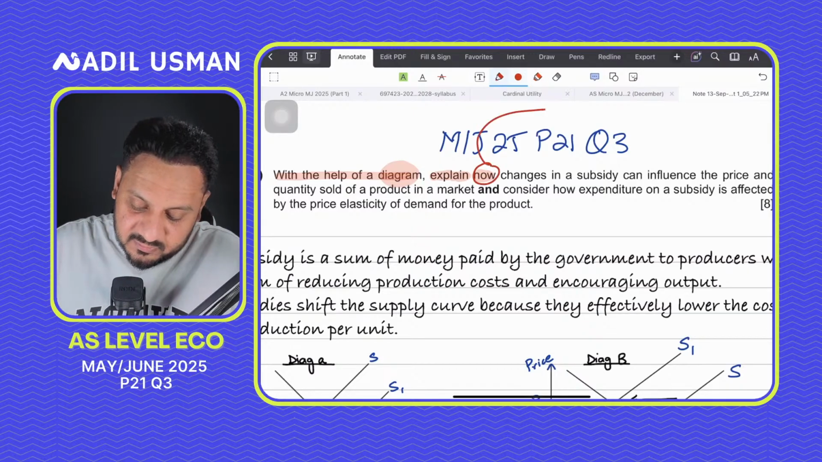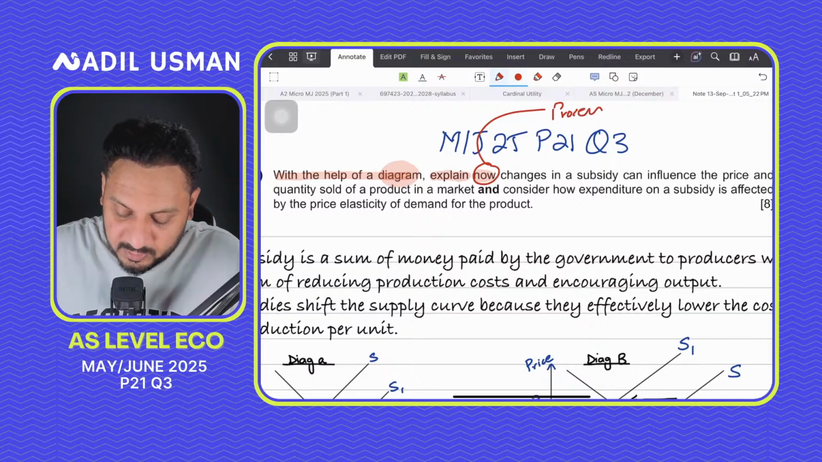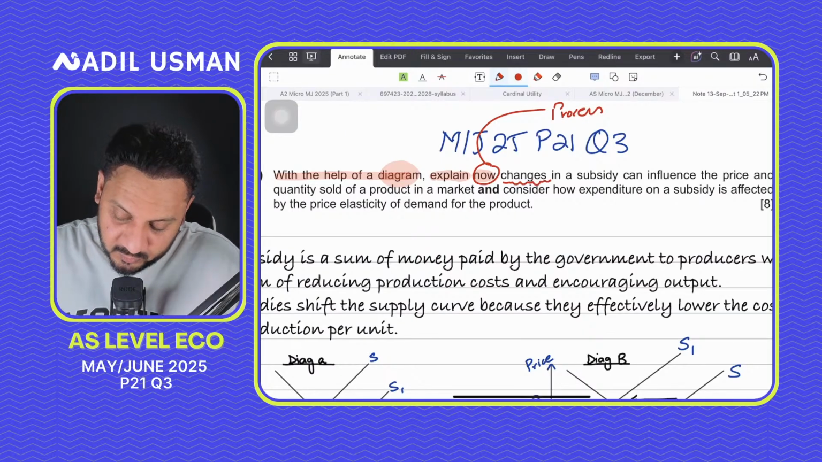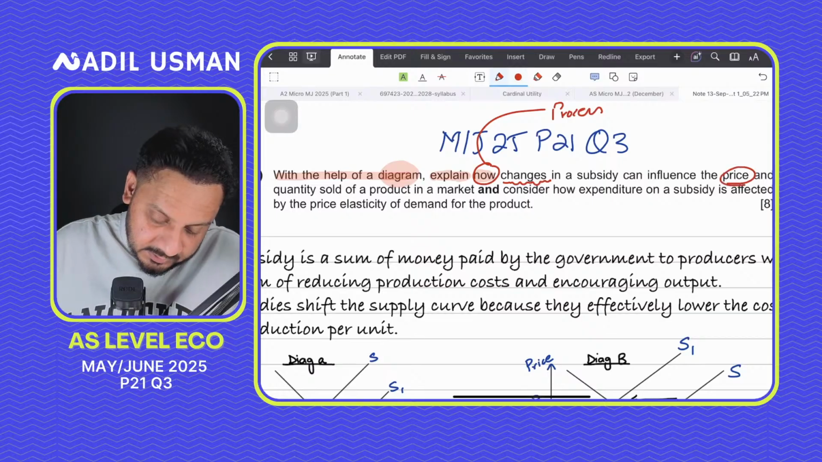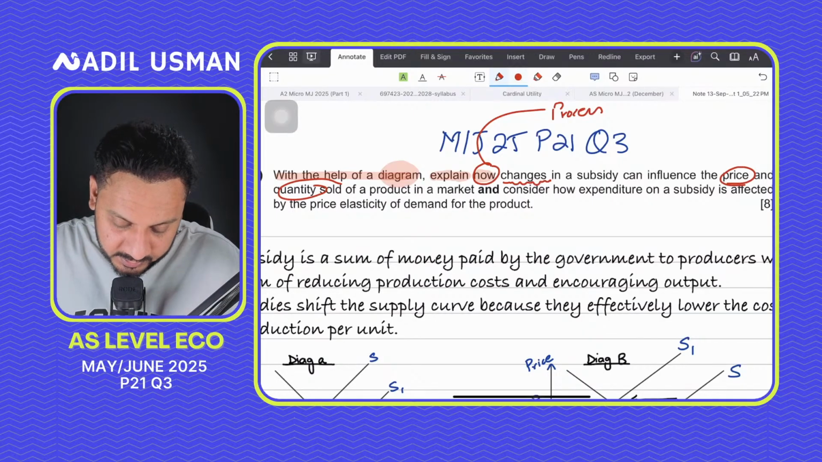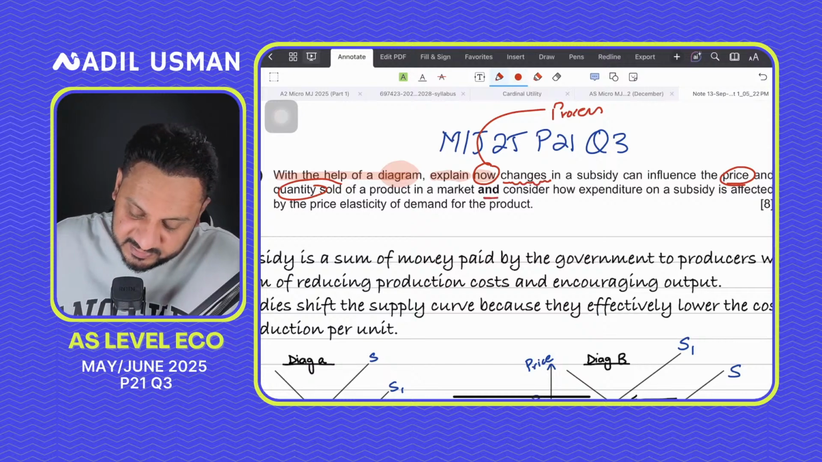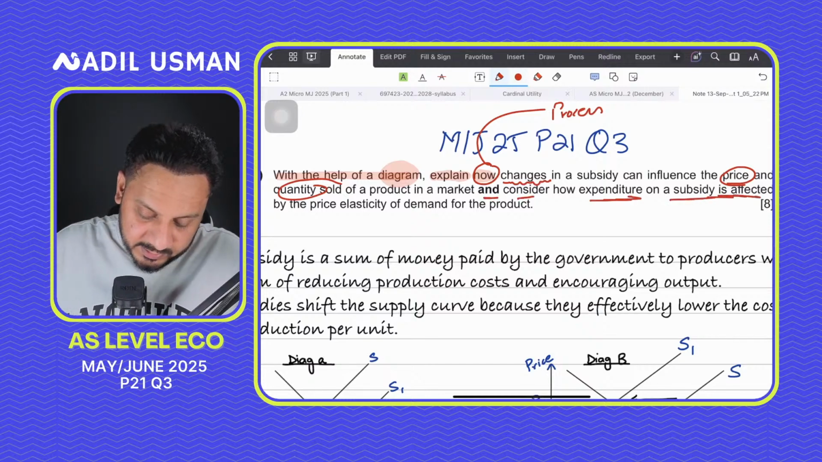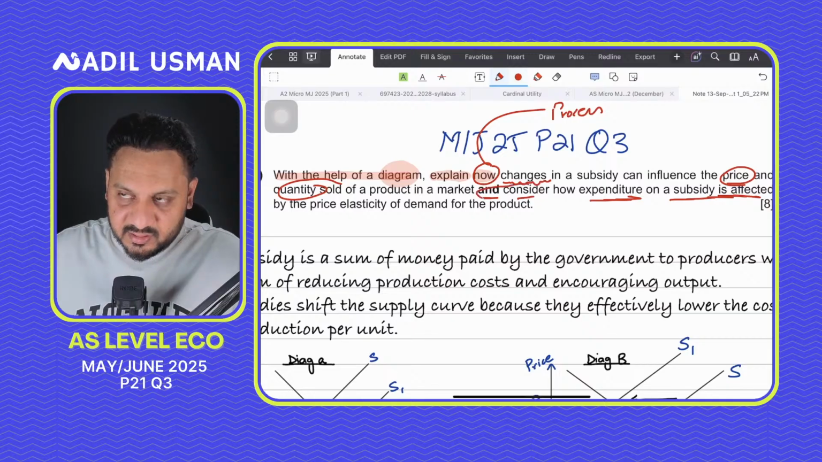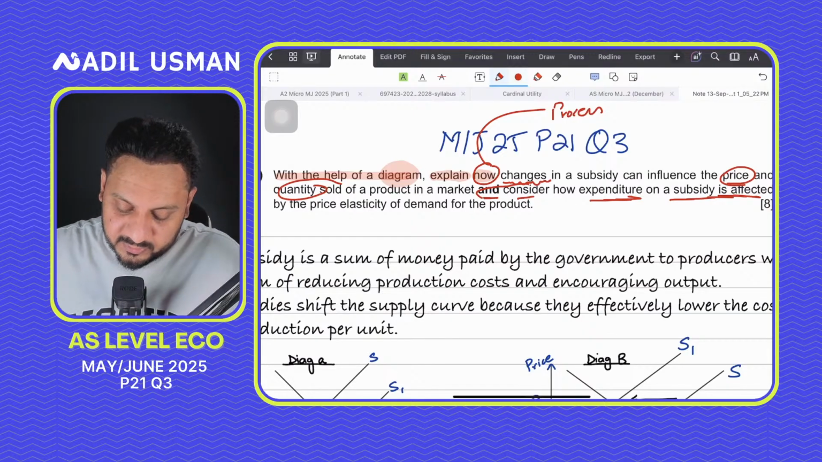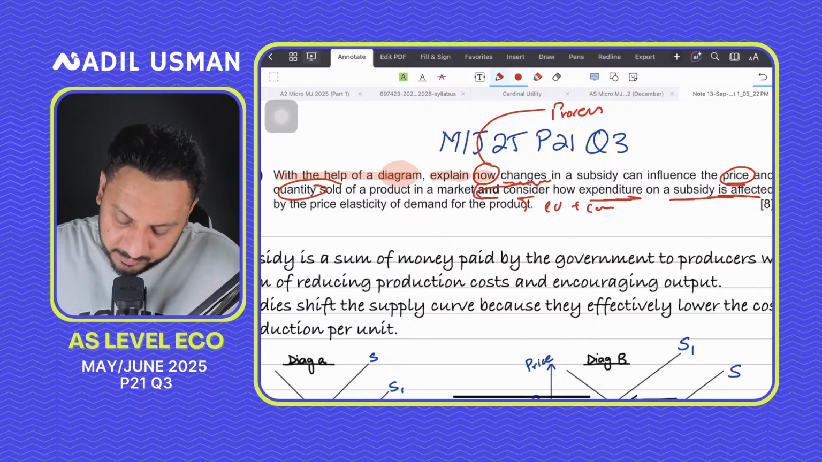How means you need to go into the process. Changes in a subsidy can influence the price and the quantity that is sold. Technically, this is the equilibrium part. And consider how the expenditure on a subsidy is affected by the PED would be the evaluation plus your conclusion, right? Okay.